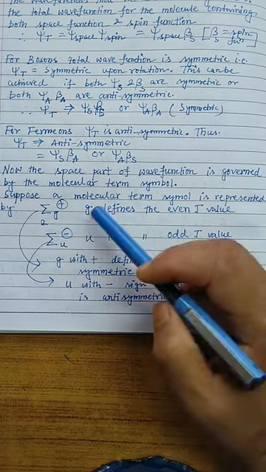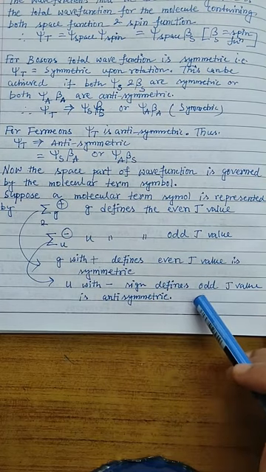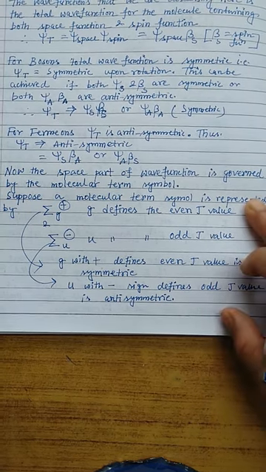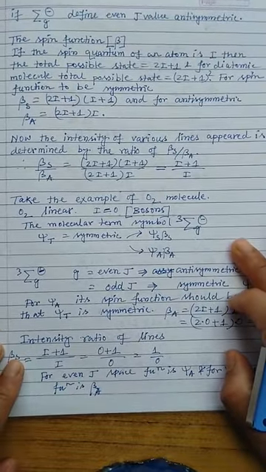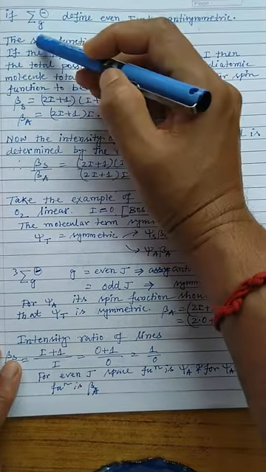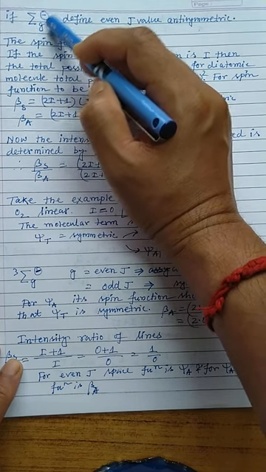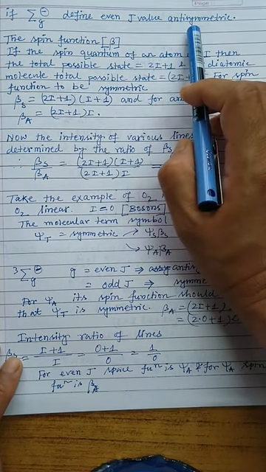And the u with a minus sign, the second molecular term symbol, defines that the odd J value is antisymmetric, meaning the transitions that consist of odd J, 1 to 3, 3 to 5, this type of transition, should be antisymmetric. And the third category is also possible, which we have just mentioned here. Look, if the molecular term symbol appears as g with a minus sign, which defines that the even J value is antisymmetric, that is also possible.